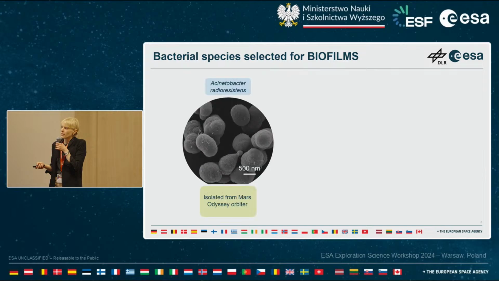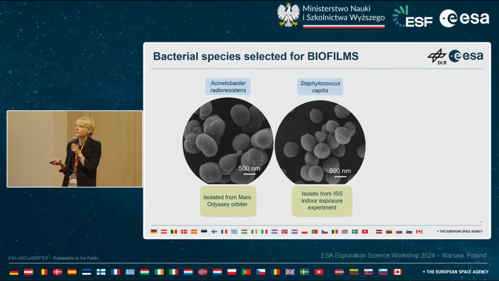The bacterial species we selected for this experiment were selected long before my time, when I started on this experiment. We have Acinetobacter radioresistens, which is a very resistant bacterial species. It is also very resistant to cleaning agents. It was isolated in a planetary protection campaign from the Mars Odyssey orbiter.